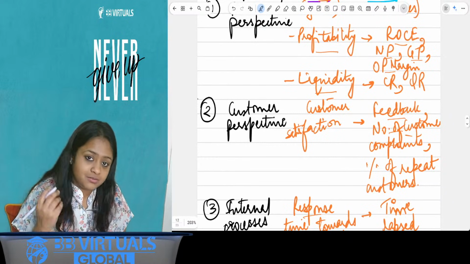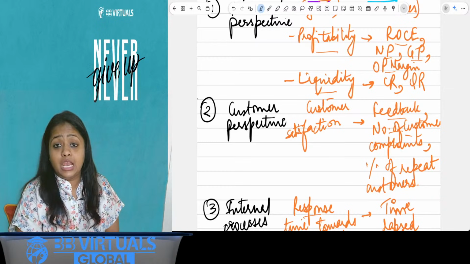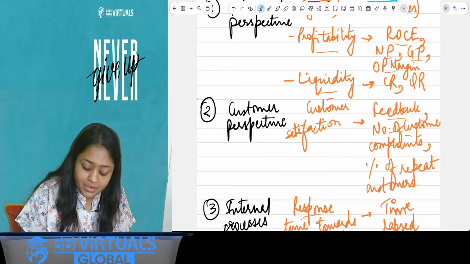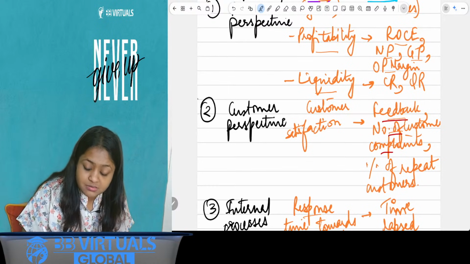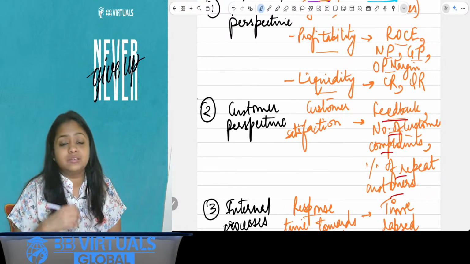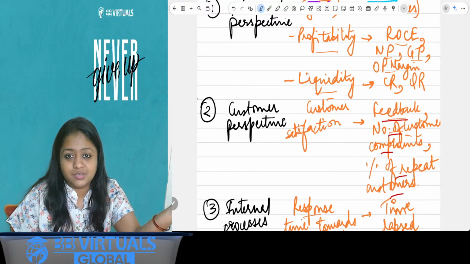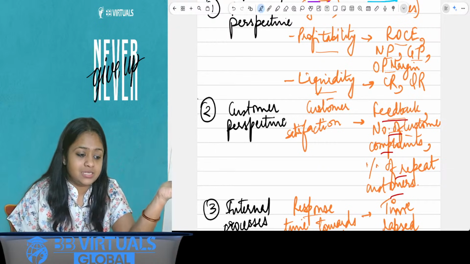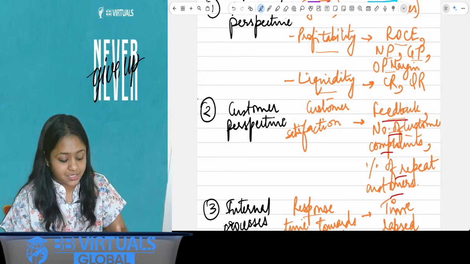First can be customer satisfaction, and the key performance indicators that can help us evaluate whether the customer satisfaction is there or not are the feedback given by the customers, the number of complaints the customers have raised, the percentage of repeated customers, right? That can give us a fair idea about how the customers are taking this, the customer satisfaction level with regard to the customer perspective.